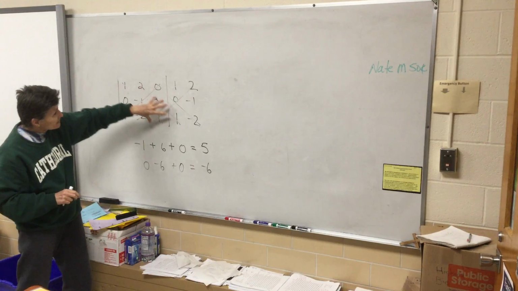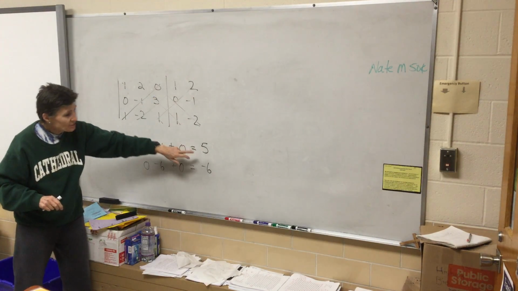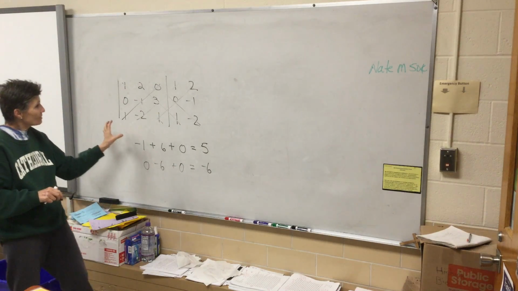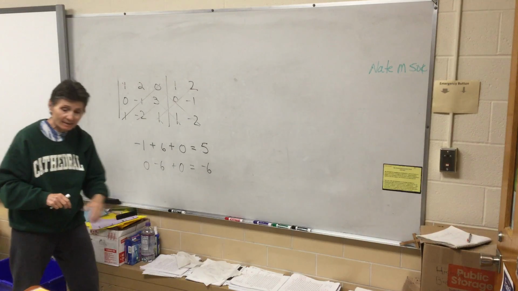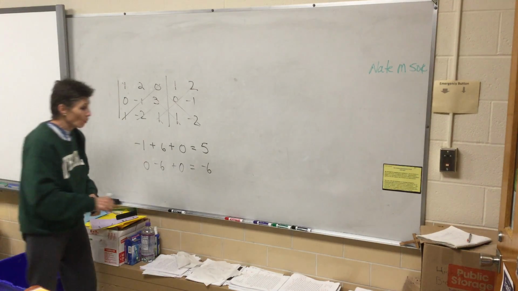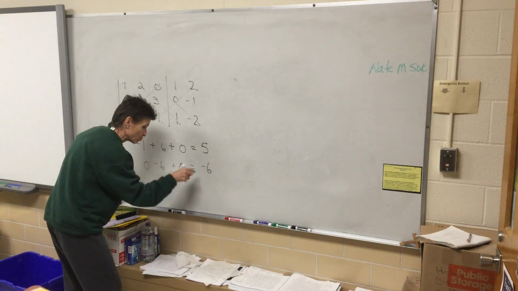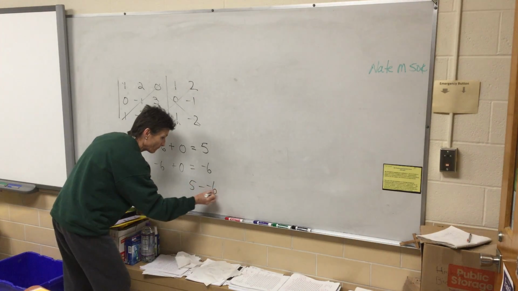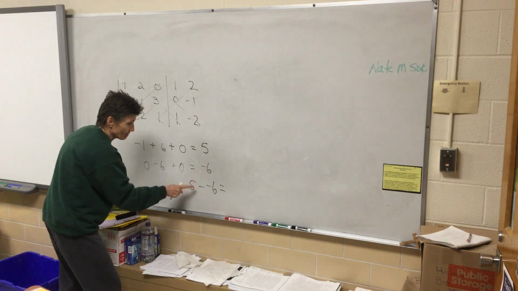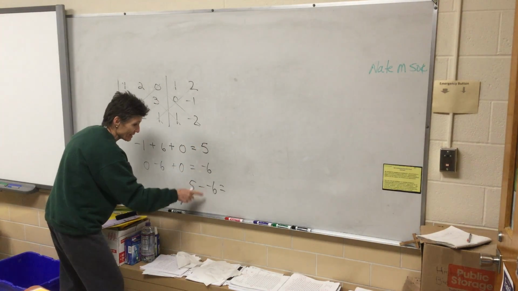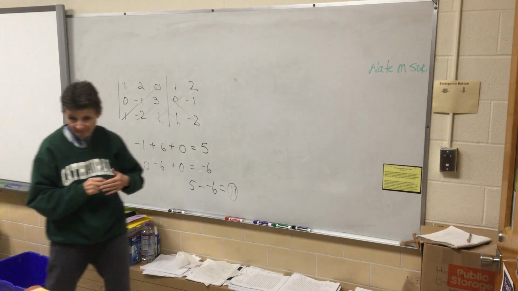So all of these, the down ones where I multiplied down, they total up to 5. The up ones where I multiplied up, they totaled negative 6. To get your answer, you subtract those two numbers. So 5 minus negative 6. So the answer to the problem is 11.